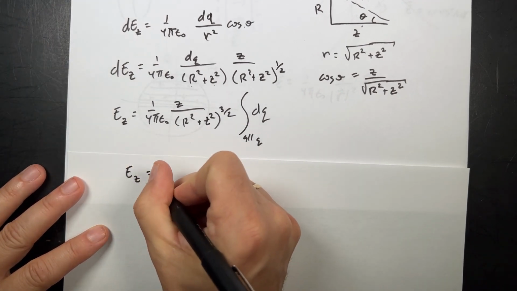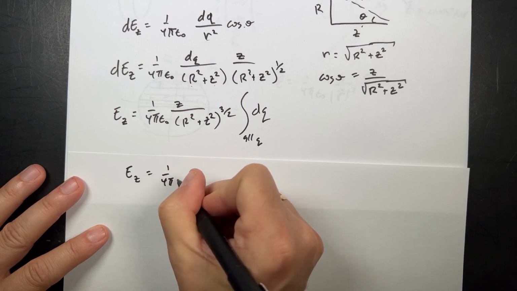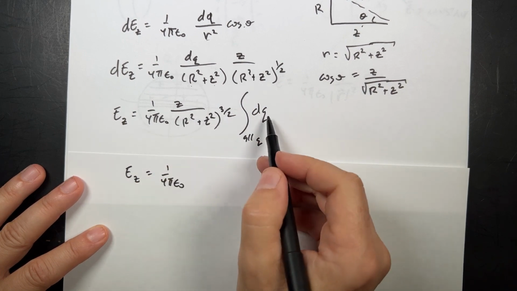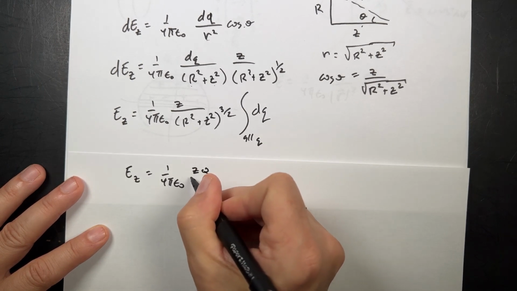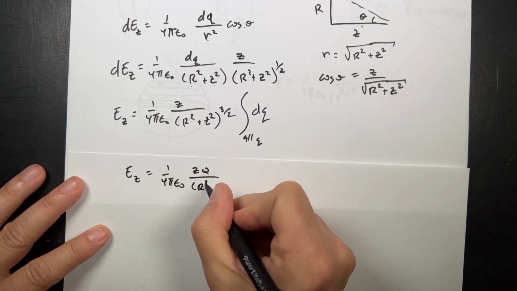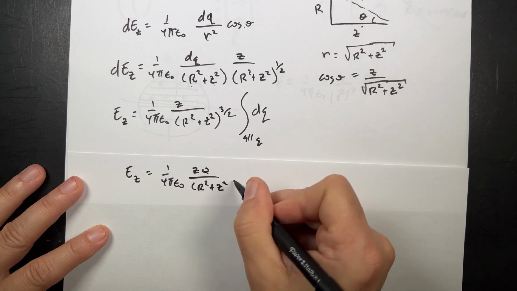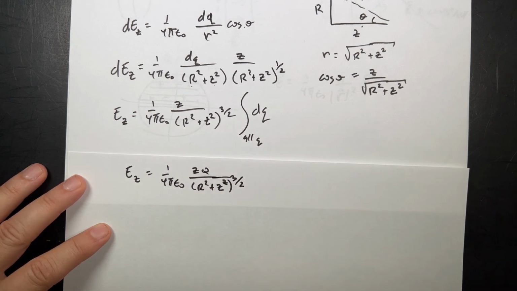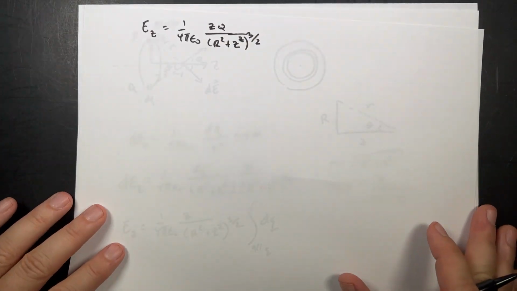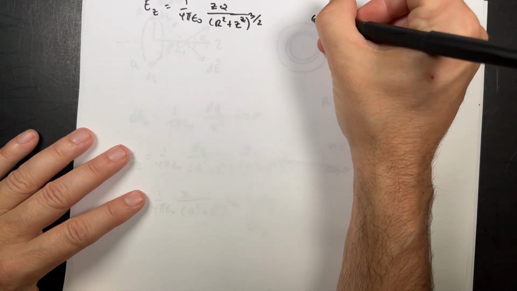Ez equals 1 over 4 pi epsilon naught. I have z and then I have that q, which I'm calling capital Q. zQ over R squared plus z squared, that's a squared, to the 3/2. And that's just the z component. Now, let's check.